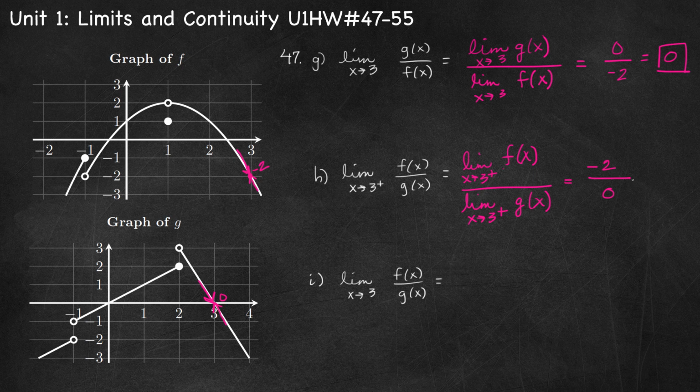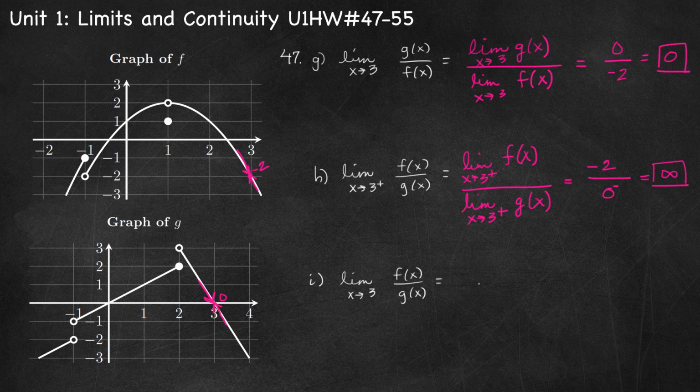Our numerator is negative. Our denominator, since we're approaching 3 from the right-hand side, we can see on the graph as we're approaching from the right-hand side, those y values are negative. So I have a negative value in my numerator. I have a negative value in my denominator. Negative divided by negative is positive. So this limit is approaching infinity.